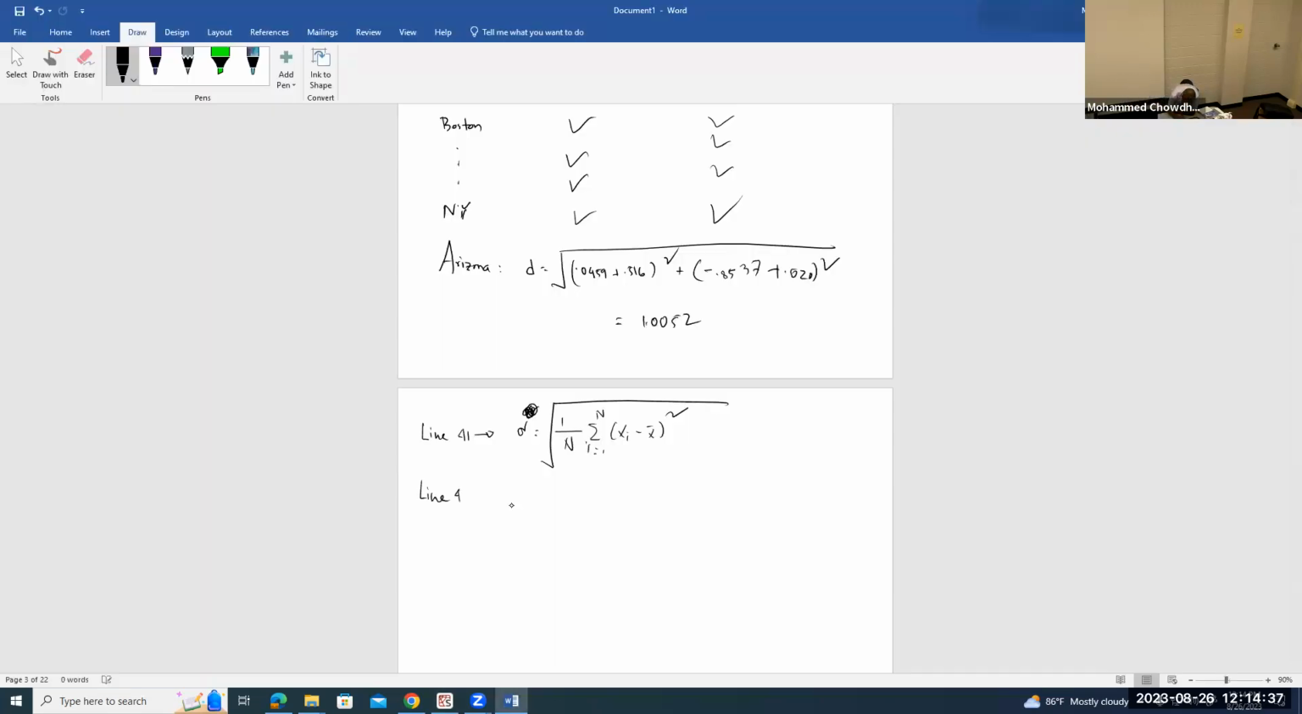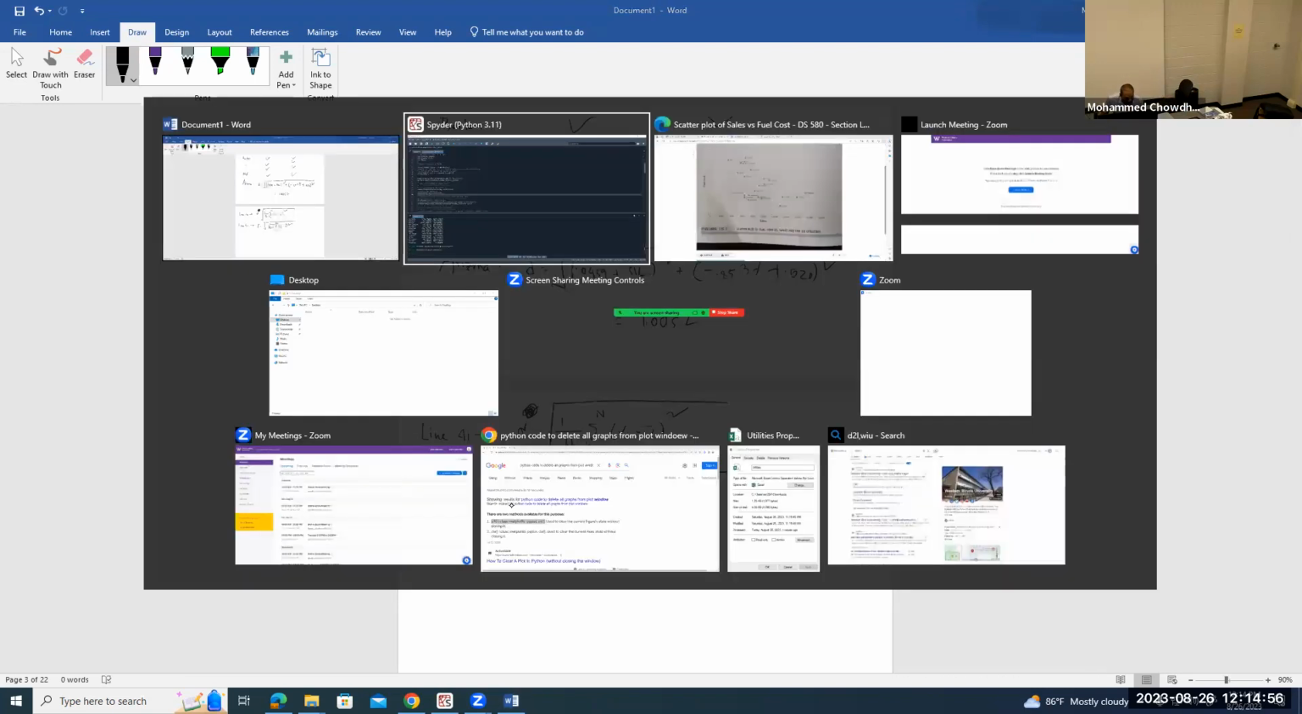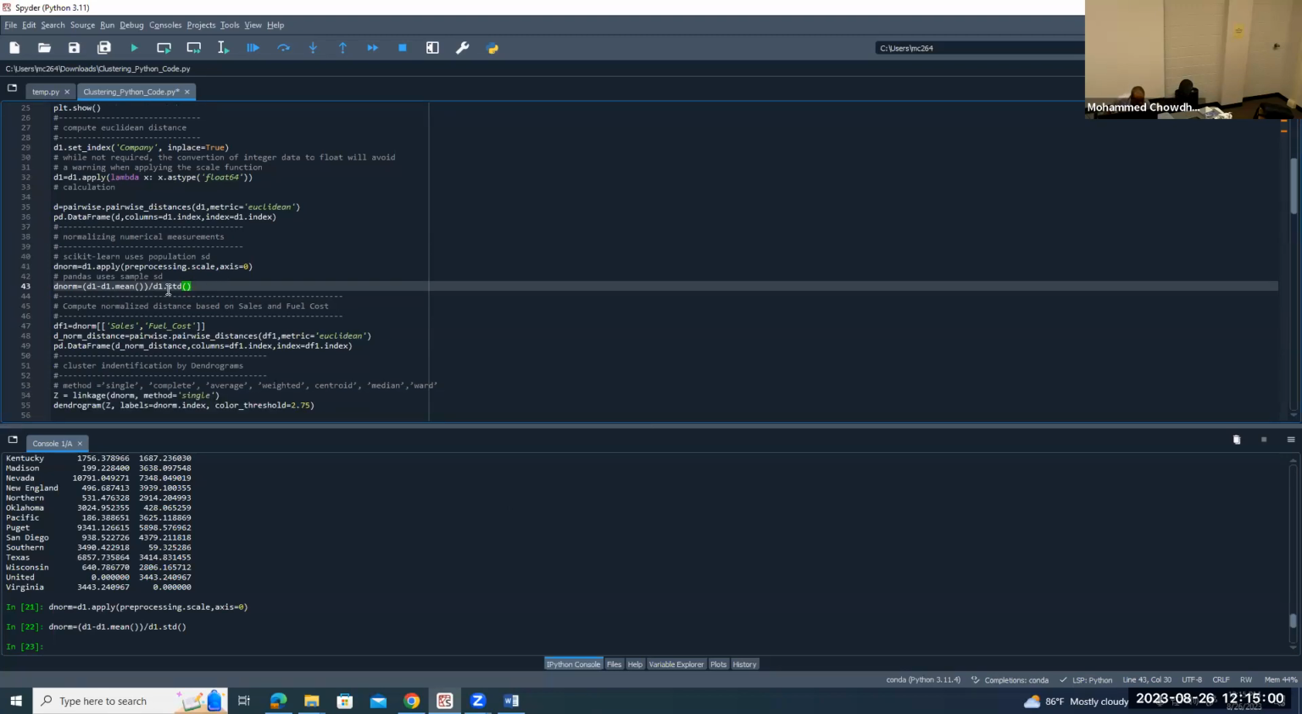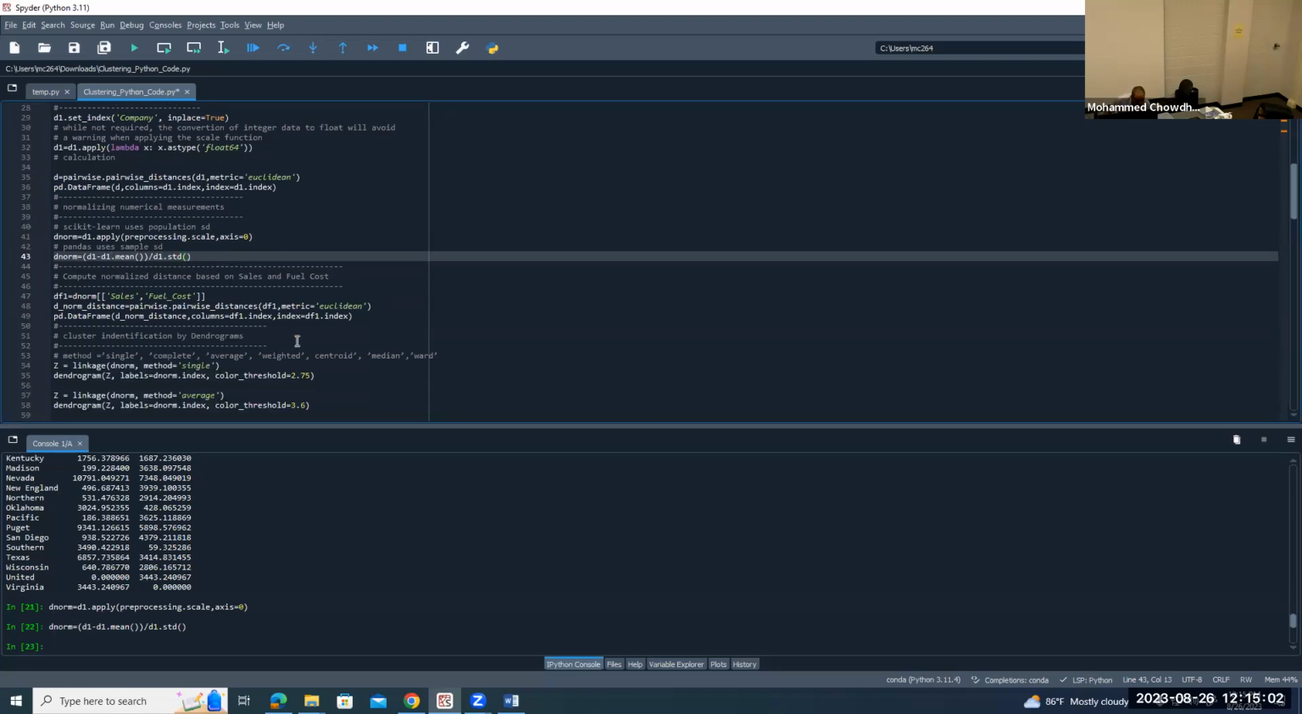Line 43 uses the sample standard deviation, which is S = sqrt of 1 over n minus 1 times the sum from i = 1 to n of (xi minus x bar) squared. That is the difference between line 41 and 42. One uses the population standard deviation, and the other uses the sample standard deviation. Anyway, let me run these two. We are going to use the sample standard deviation one.